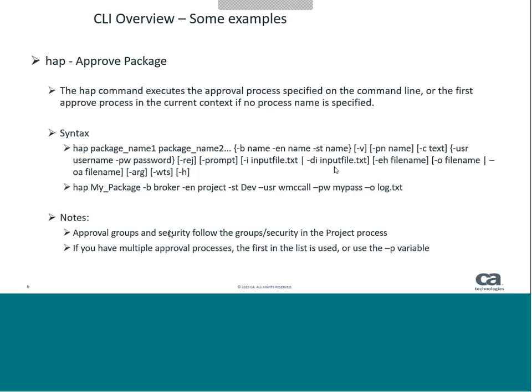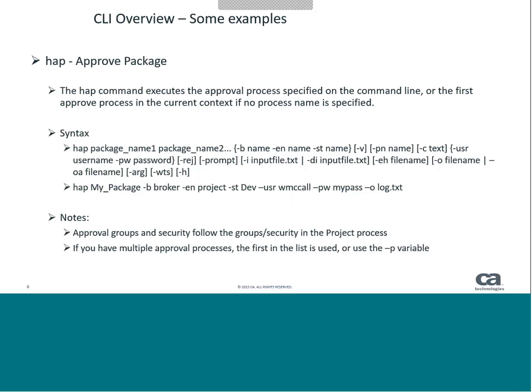And again, I'm going to note that approval groups and security follow the groups and the security in the project process. So the user that you define here needs to be a user that can not only execute this process, but they also need to be in a group that makes sense in the approval process itself. So again, you're not bypassing any of the security or model configuration that you set up in Harvest itself. If you have multiple approval processes, in this case, the first one in the list is used. So when a command line utility is run, it goes through your list of processes until it finds that first one. So if I'm running an HCO, it'll look at that first checkout process.